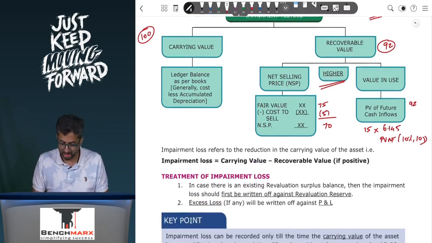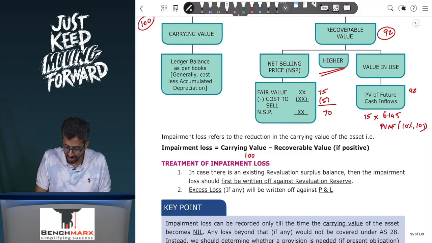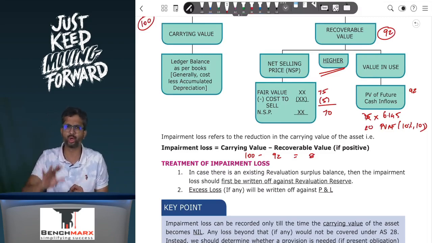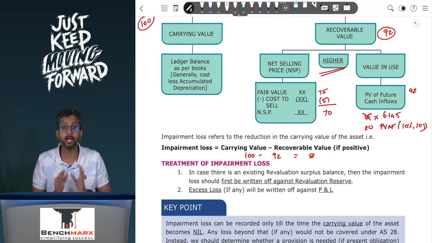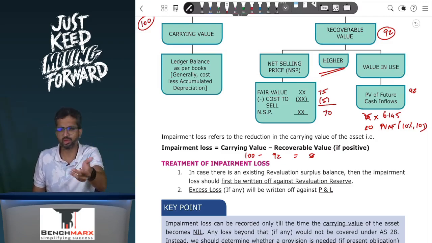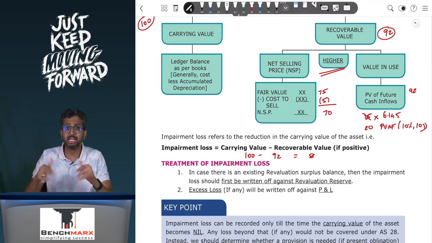Now this is generally taken to the profit and loss account. This is 100 minus 92, which is equal to 8. Remember, impairment is a one-sided standard. If instead of 15 this was 20 rupees, and I do 20 into 6.145, let us say it comes to around 120, 125, or let's say 130. Comparing 100 with 130, I will say that the asset is capable of giving me more than what is there in my ledger balance. It is not impaired.